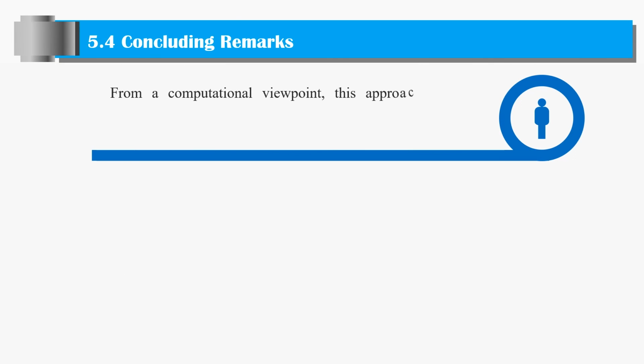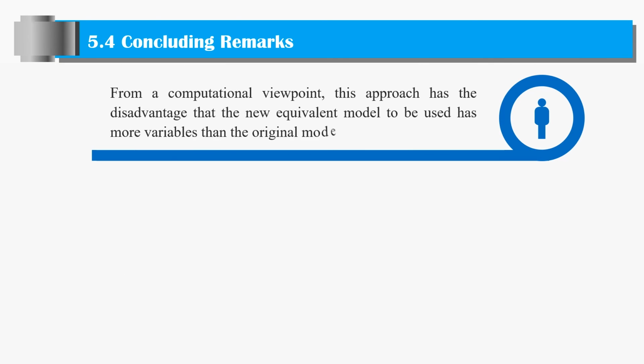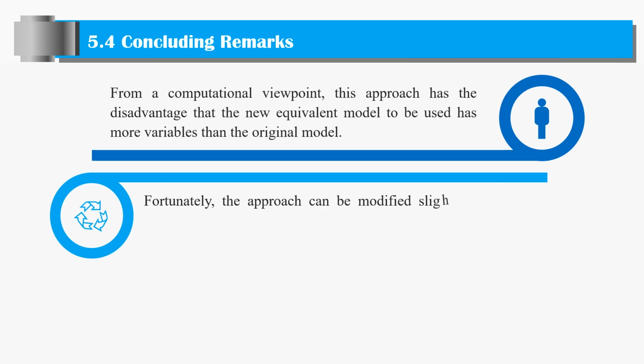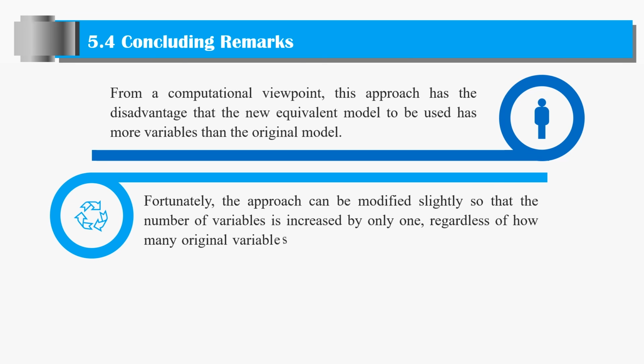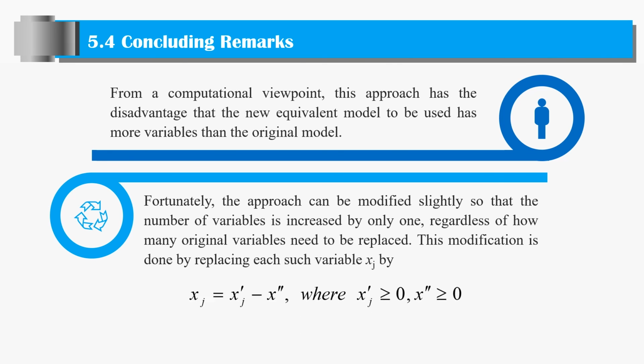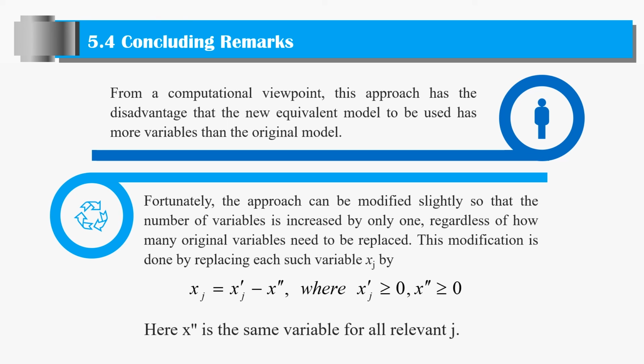From a computational point of view, this approach has the disadvantage that the new equivalent model to be used has more variables than the original model. Fortunately, the approach can be modified slightly so that the number of variables is increased by only one, regardless of how many original variables need to be replaced. This modification is done by replacing each such variable xj by xj equals xj prime minus xj double prime, where the x double prime is the same variable for all relevant j.